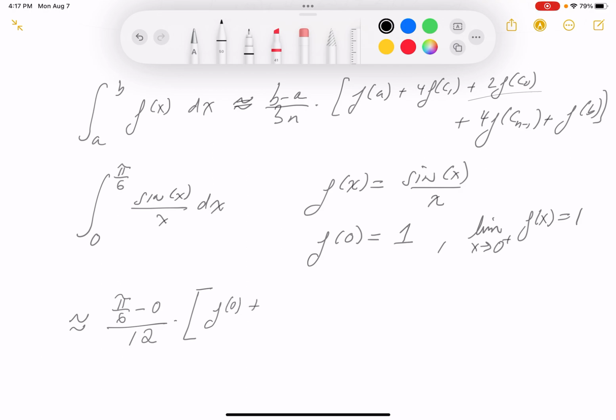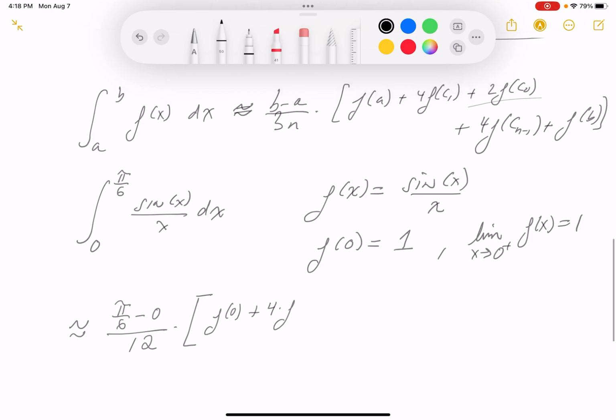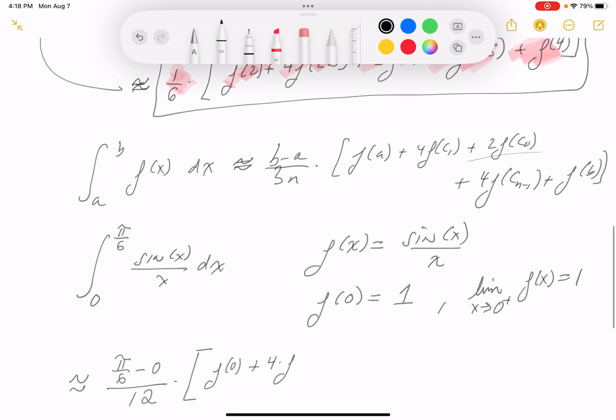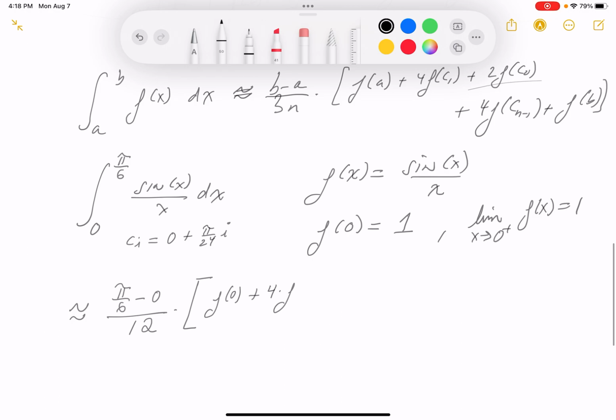Then what do we get? We get 4 times f of, well, I forgot to write that part down. So remember, it really wasn't bad to do. I guess I should write that down somewhere. So c1 is going to be the a, which is 0, plus pi over 6 minus 0, which is pi over 6, divided by 4, so pi over 24. Not a bad number. So what do we get over here? Well, I'm going to do 1, so it's going to be pi over 24.